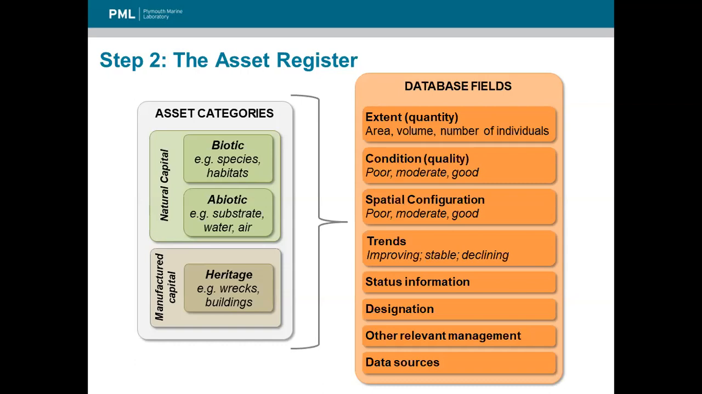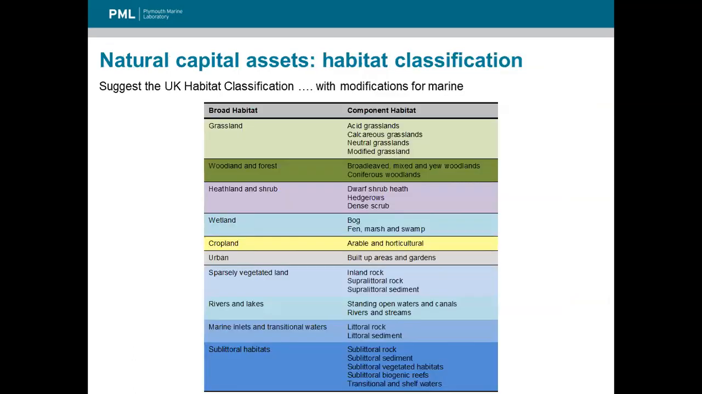As well as the snapshot at the time which the sustainability appraisal is undertaken, it's also important to look at the trends across those three areas, so across extent, condition, and spatial configuration, and also to note information about why a habitat may be in a particular condition, and other issues about its status, tipping points, thresholds, that kind of thing, and any information on designations and relevant management, and of course noting data sources so that it's possible to go back to the original sources from which the information was obtained.